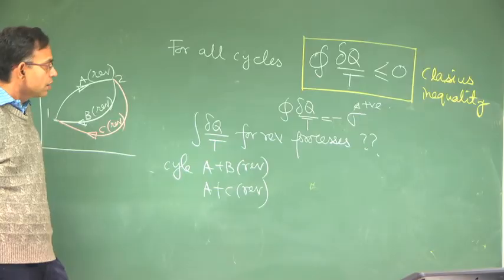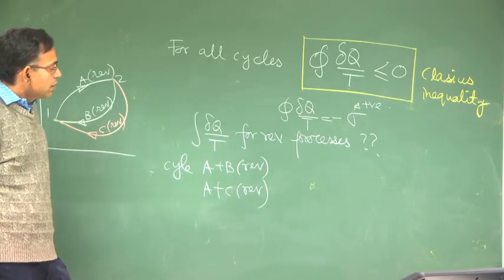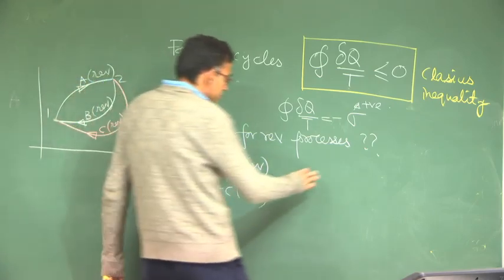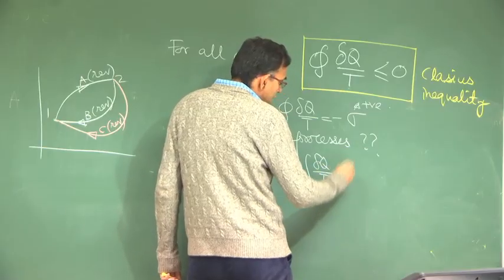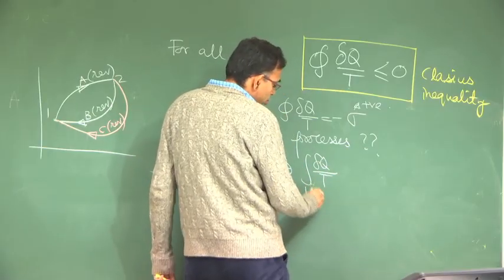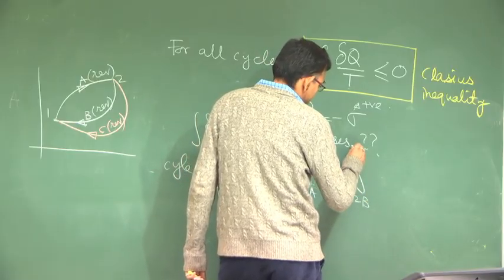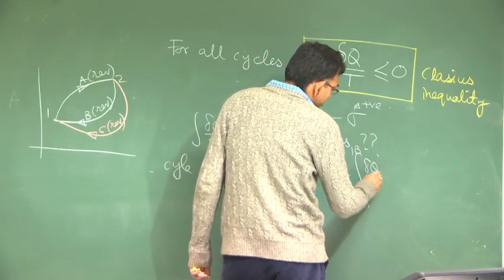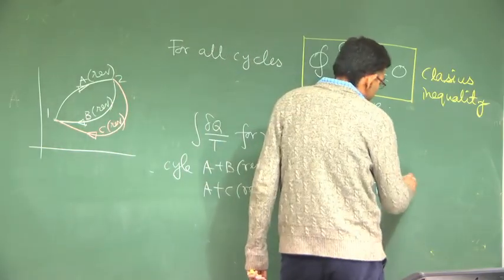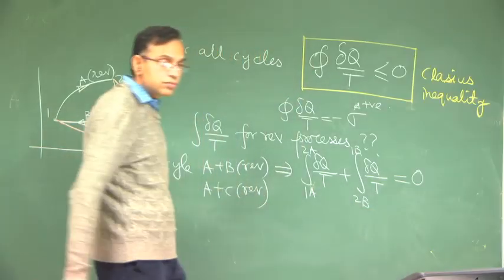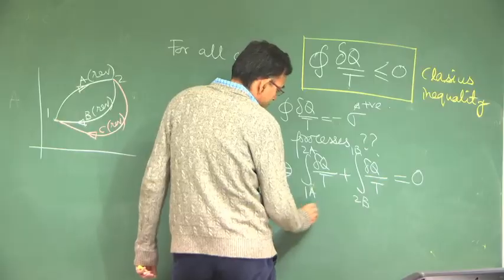So, for cycle A plus B, cyclic integral of del q by T equals 0. That means the line integral of del q by T from 1 to 2 via path A plus the line integral of del q by T from 2 to 1 via path B is 0. Similarly, for cycle A plus C.